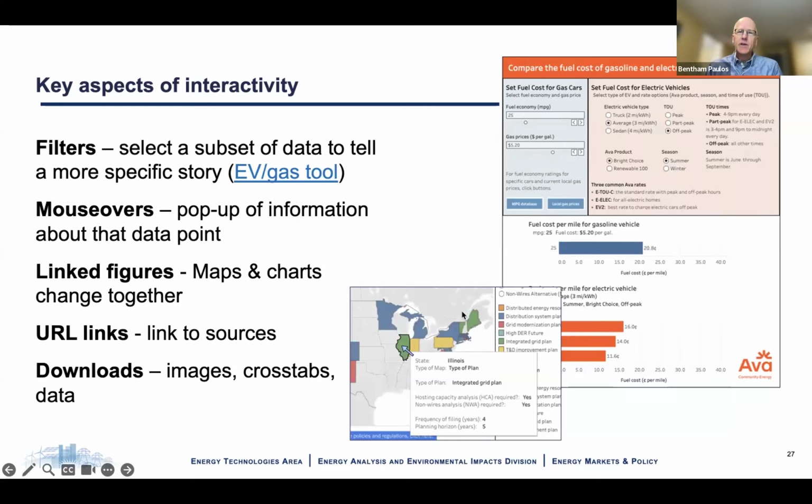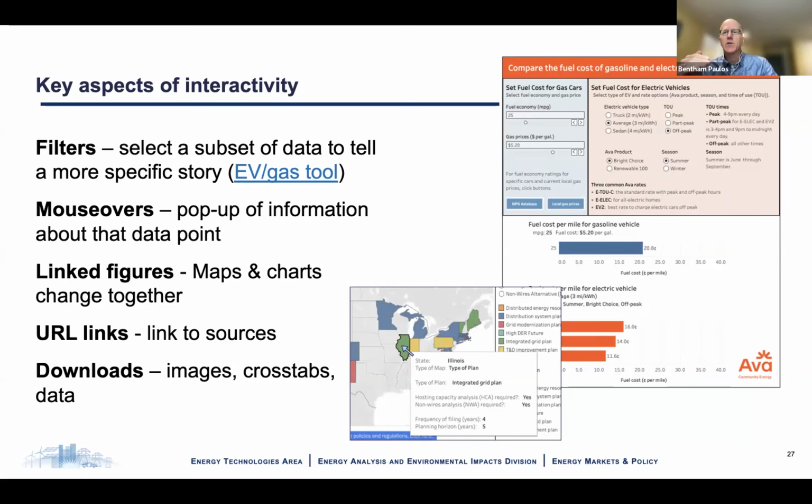So more detail on the aspects of interactivity. One is the filters, which are really the key thing for me. This on the right is one of my clients, Ava Community Energy, which is our local CCA here in the East Bay. I made this tool for them that compares the fuel cost of gasoline and electric vehicles. So you can use filters to select the fuel economy of your gas car and the gas prices, and there are links to where you can look up the current gas prices. And then in the top right, you can set the fuel cost for electric vehicles.